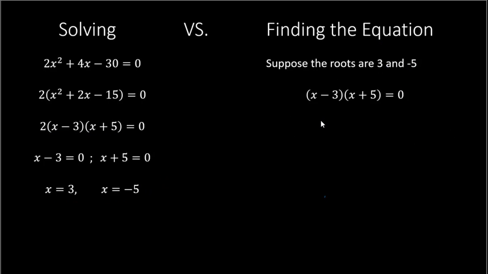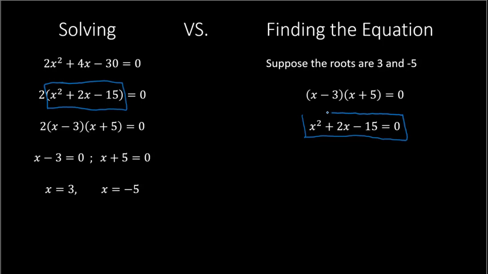And then from here, we can distribute. We can FOIL: first, outer, inner, and last. That would give us x squared plus 5x, and then we have negative 3x, and then minus 15 equals 0. And these can combine. We get x squared plus 2x minus 15 equals 0. So here we have created an equation that has those roots. And notice that's exactly what we had right here. That was this exact same part.